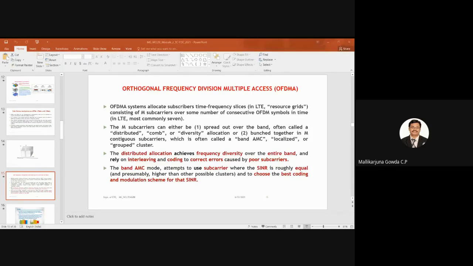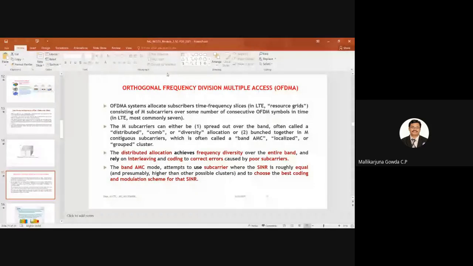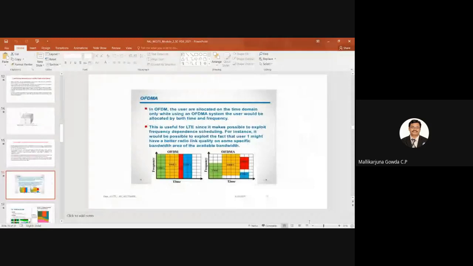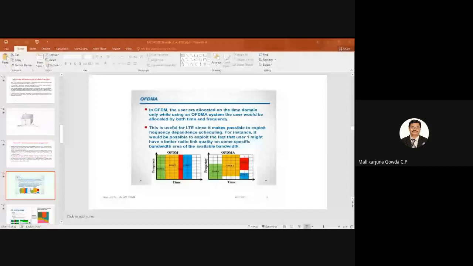Fine, I think I need not read this. I will go with the diagram to make you understand. You can have a look at how OFDM is different from OFDMA. Looking at the diagram, is it possible to understand?